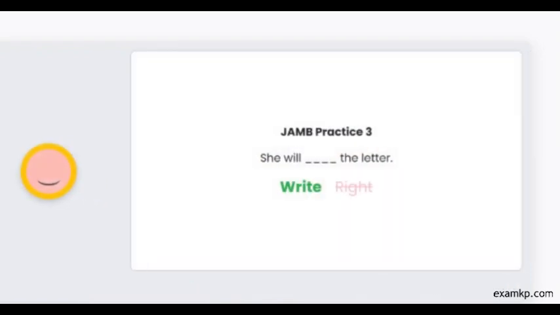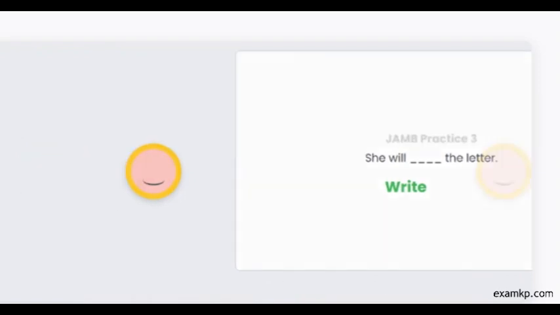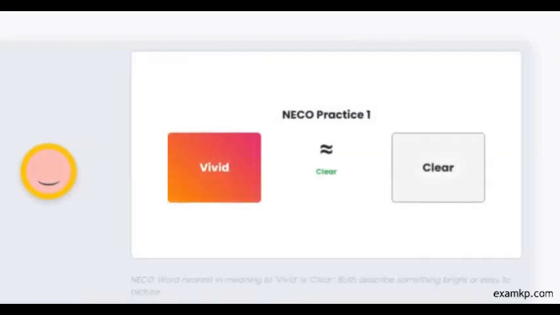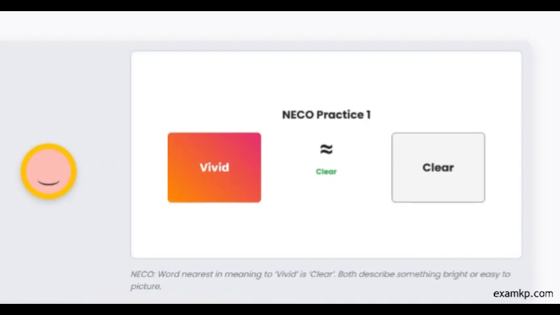Question 3. She will write the letter to the principal. A. Write. B. Write. The correct spelling for composing a letter is write. Answer is B. Write. Now, for the NECO practice questions, question 1.